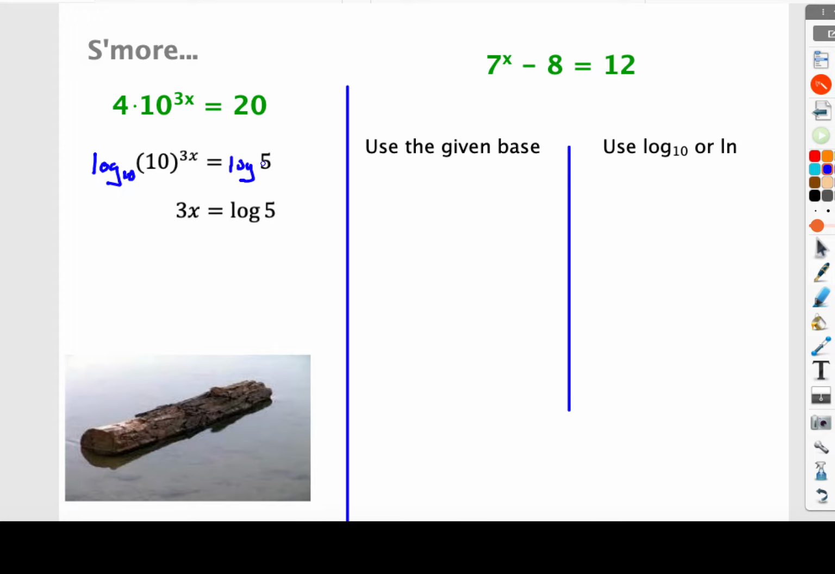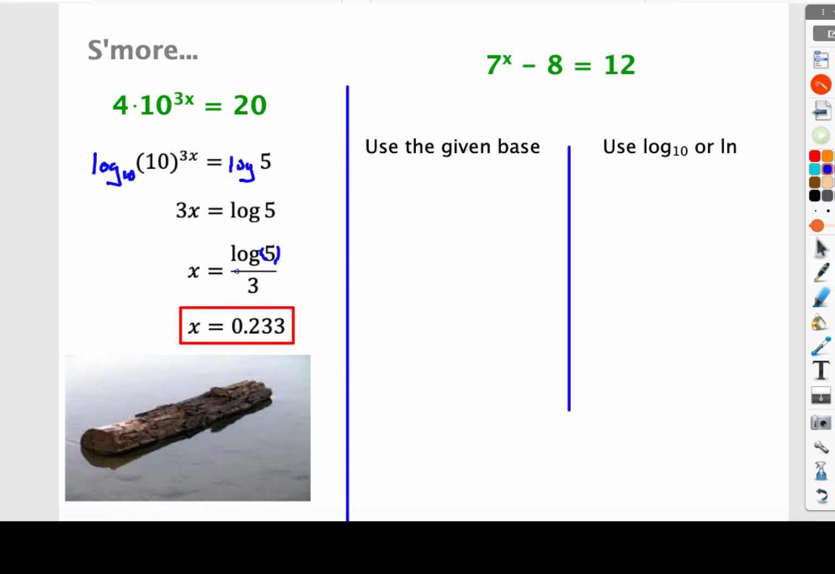And again, that's basically going to leave you with common log of 5 on the right. Log base 10 of 10 cancels and 3x is there. We'll divide by 3 very simply, again making sure that division by 3 comes after we've done the logarithm. Log of 5 divided by 3, which again will be approximately 0.233.